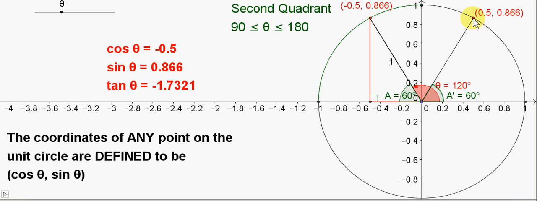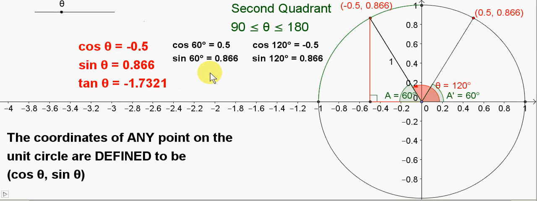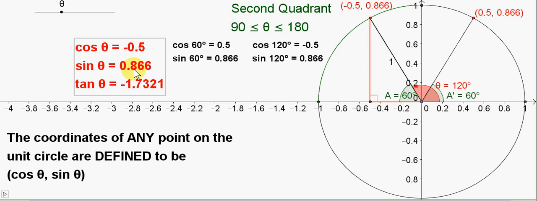But we know that the coordinates of this point are cos 60, sine 60. So the cos of 60 is 0.5. The sine of 60 is 0.866. So we see that the sine of 60 degrees and the sine of 120 degrees are exactly the same. They're equal to plus 0.866. However, the difference between the cos of 60 degrees and the cos of 120 degrees is the sign of the value. Cos of 60 is plus 0.5, cos of 120 is minus 0.5. So we see that the only function that is positive for angles in the second quadrant is the sine function.